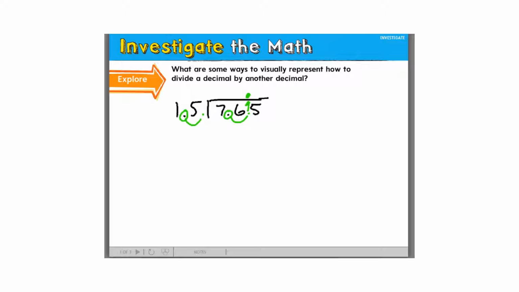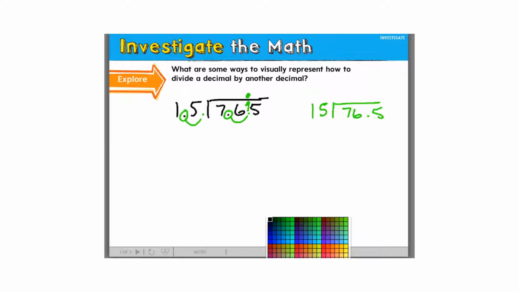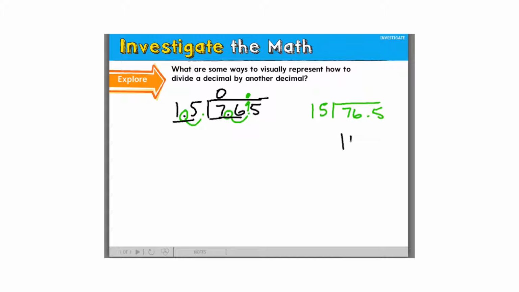So now my question is really kind of just looks like this. Because now that I've moved my decimal points, it's like I'm dividing that number now. Because I scooted both of the decimal points down a little bit. So if I'm dividing 15 into 7, it doesn't fit. 15 into 76. We would have to do some guess and check.